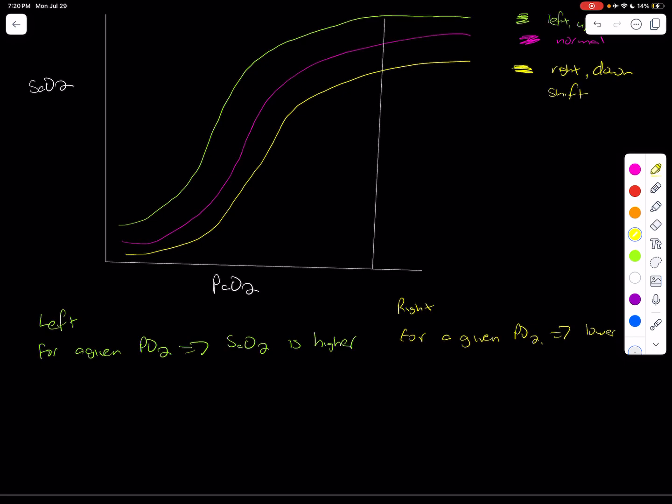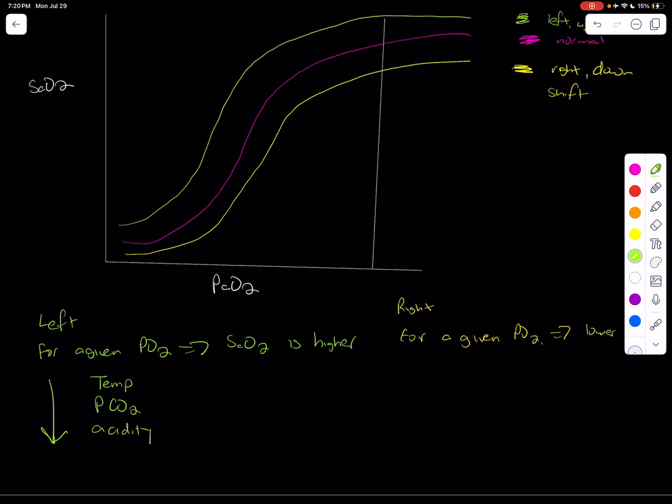Now, there are 4 variables. We're only talking about 3 of them in our class. Okay, but the nice thing is, if we increase any of them, if we decrease any of them, as soon as I said that, it didn't sound right. If we decrease any of them, that's going to cause a left shift. So those variables are temperature, partial pressure of CO2, or acidity.